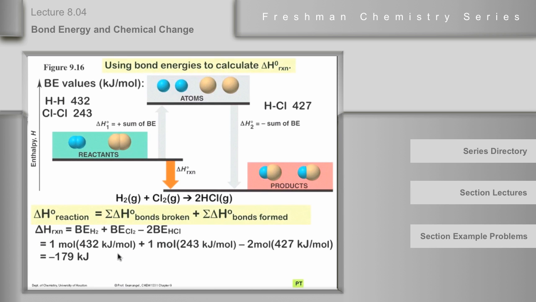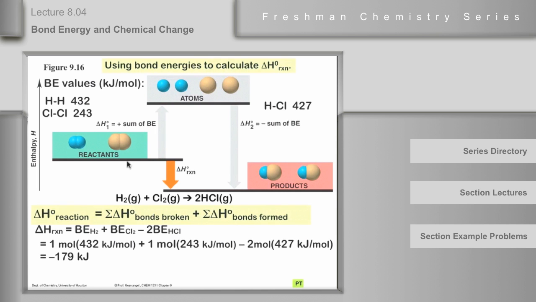Questions on this process? If you, for example, have a problem that asks you to calculate a delta H and they don't give you any information, and it's a gas phase problem, this is the method that you use. Okay? If they give you bond energies, it's pretty clear what they want you to do. But if they give you nothing, then go back to table 9.2 and get your bond energies there and plug them into this equation.